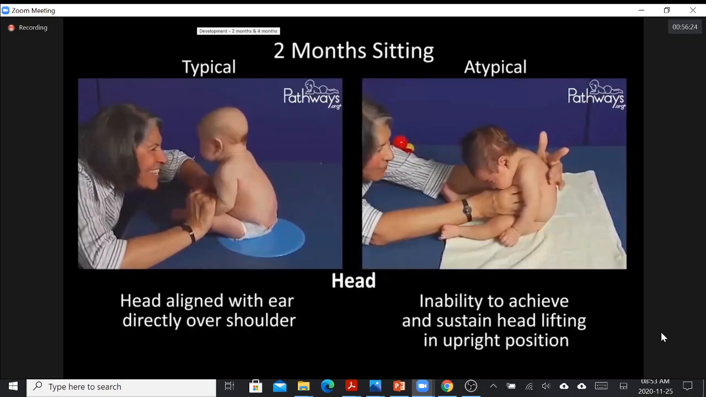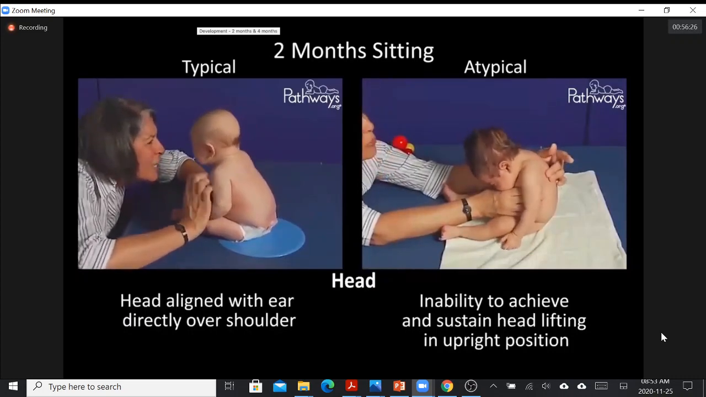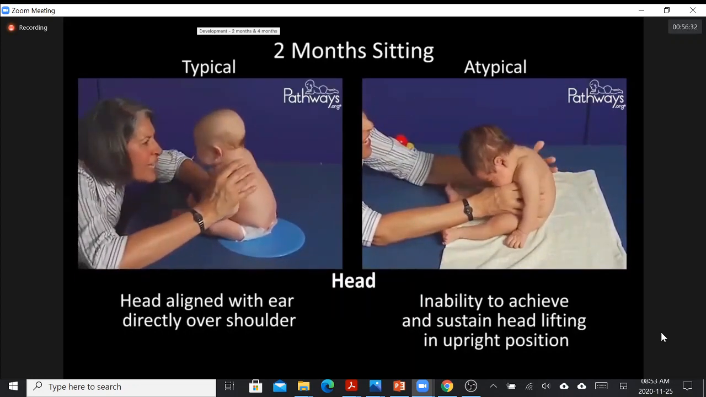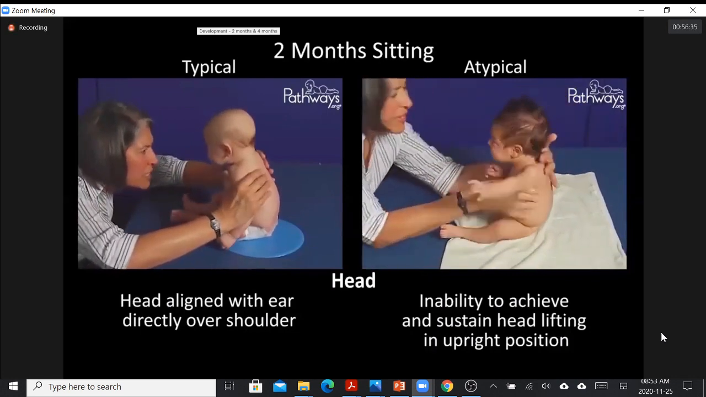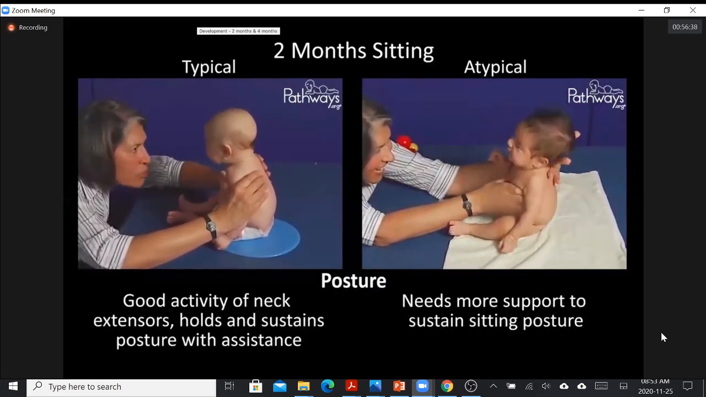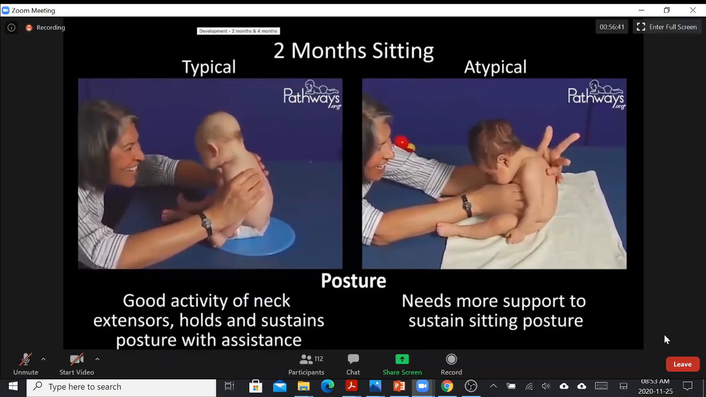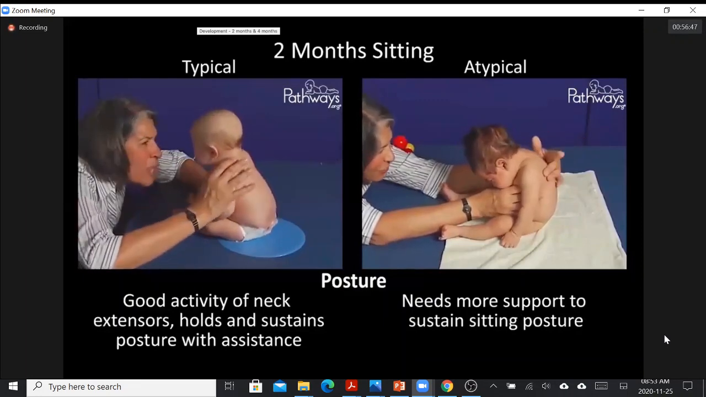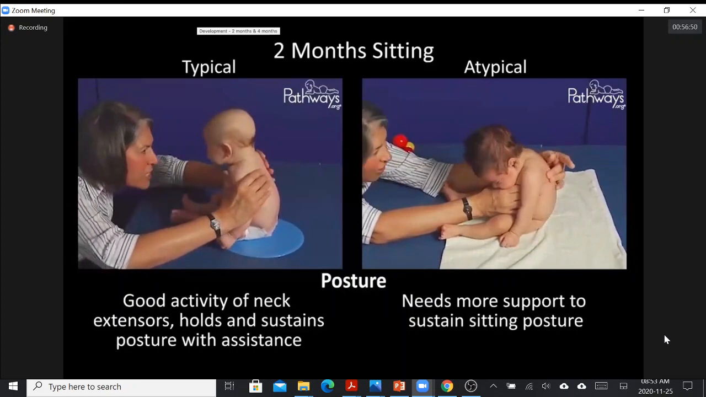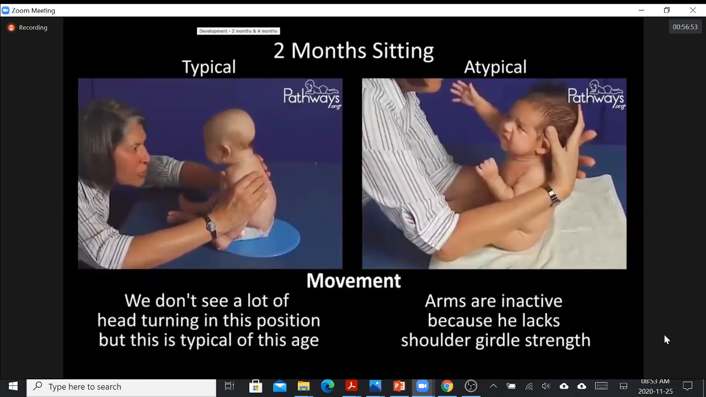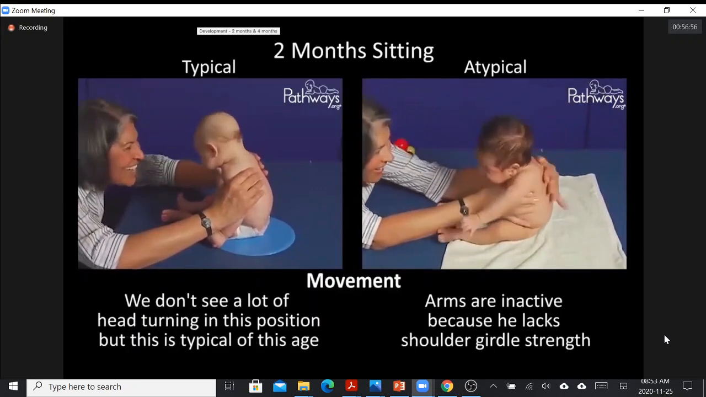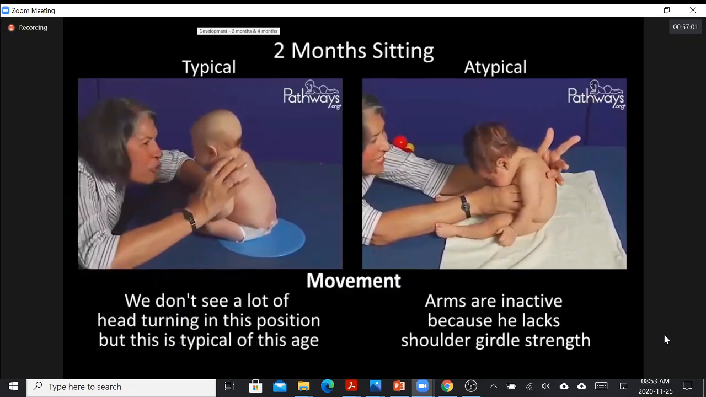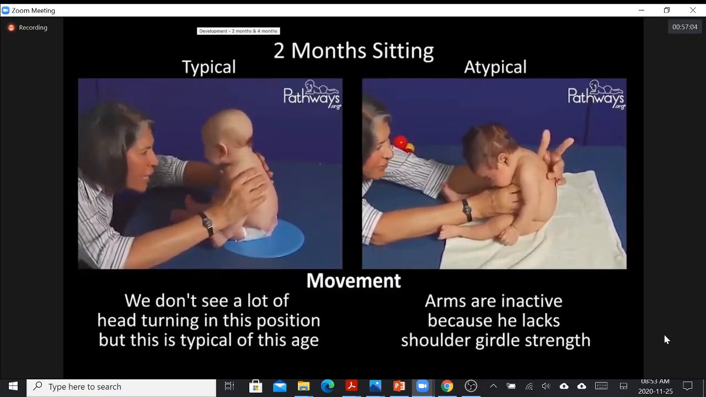Position 5, sitting. Head. Baby on the left's head is aligned with his ear directly over his shoulder. Baby on the right is unable to achieve and sustain head lifting in an upright position. Posture. The typically developing baby has good activity of the neck extensors. He is able to hold and sustain posture with assistance. The atypically developing baby needs more support to sustain a sitting posture. Movement. We don't see a lot of head turning in this position for the baby on the left, but this is typical of this age. Baby on the right's arms are inactive because he lacks shoulder girdle strength.